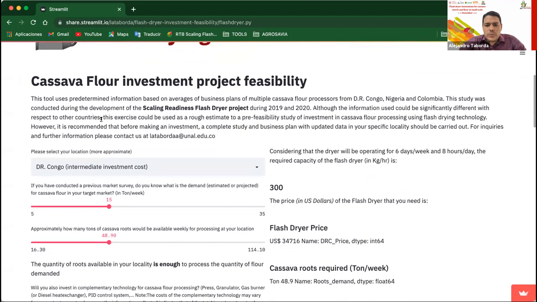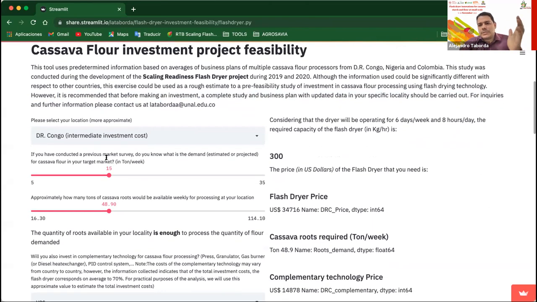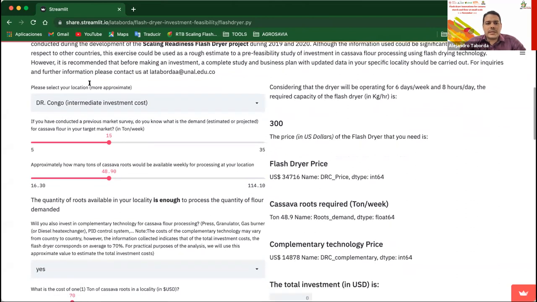But I need to highlight this information that I put here. It is recommended that before making an investment, a complete study of business plans with updated data be carried out, because this information is not using updated data, and updated information for your specific location is needed. This is a good example, a good web tool, but before you invest, it's better to use this as an example, carry out a complete business plan, and understand all the parameters before you invest. So thank you so much.